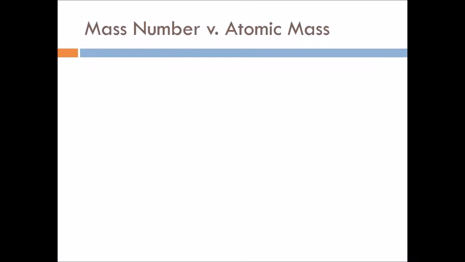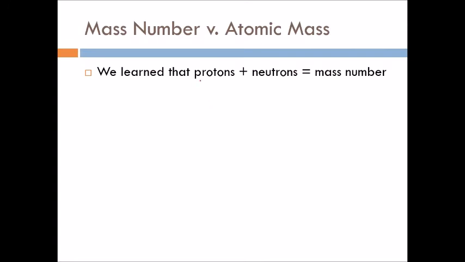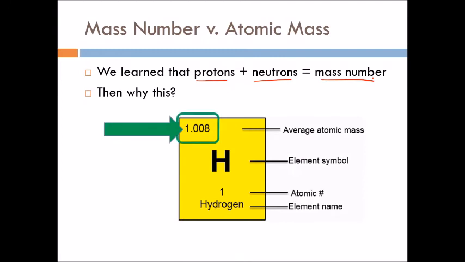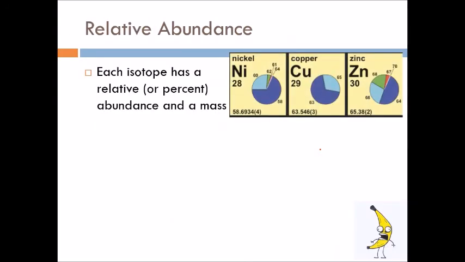Going back to the other set of notes, the mass, average atomic mass and isotope ones. Now we're going to define a few things and then do a few problems using our significant figures that we just learned. We learned that the protons plus the neutrons gives us our mass number. So why then do we see this decimal number on the periodic table called the average atomic mass? Let's take a look as to why that is. Each isotope has a relative or percent abundance in nature.